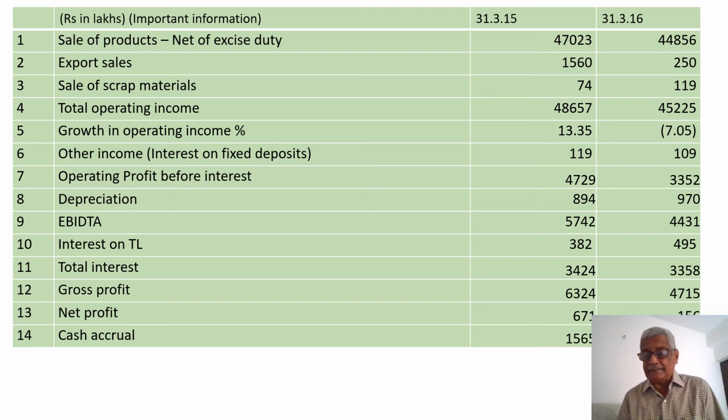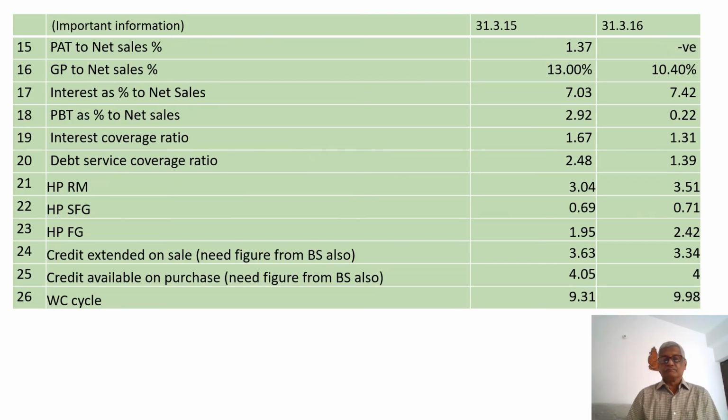Again, if we look at the net profit, it was 6.71 crore. That has become a negative loss of 1.56 crore. Cash accrual, that is the net profit plus depreciation, was 15.65 crore. That has come down to 8.14 crore. When you go to the next, we can find out the profit after tax to net sales percentage. It's very, very nominal. That is 1.37%. Now the next year it has become negative.